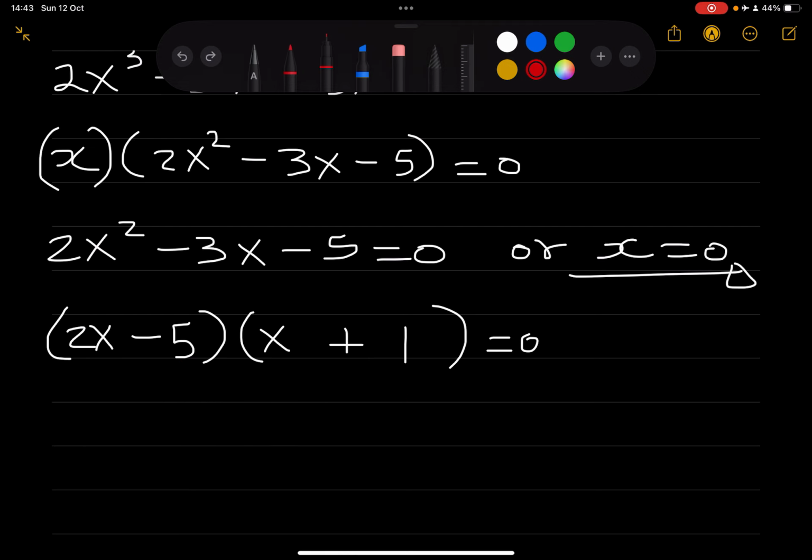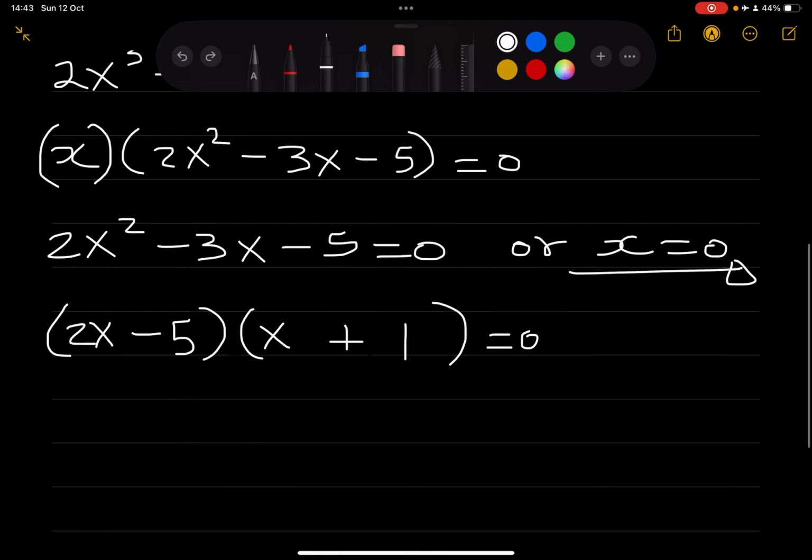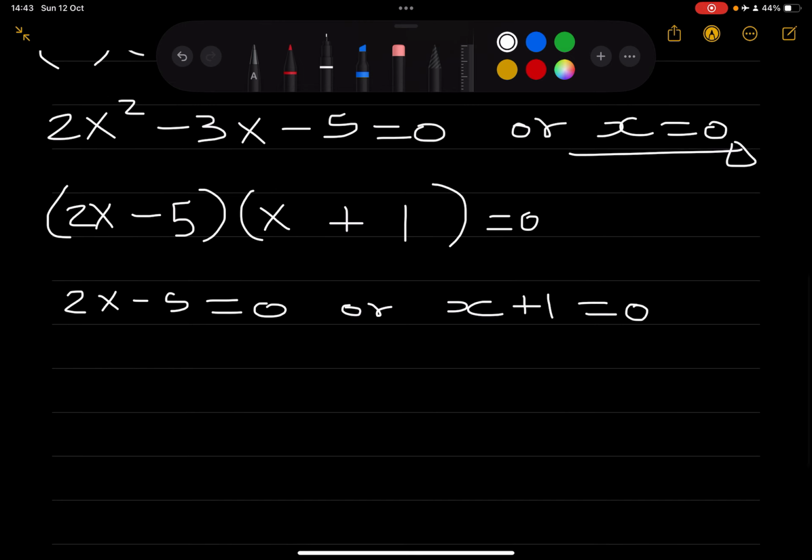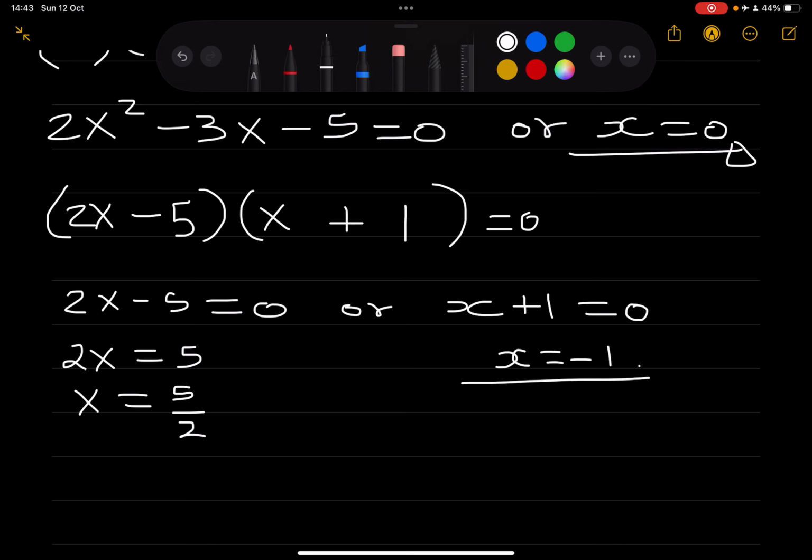Now I have my brackets, I can easily break them. So I have 2x minus 5 equals 0, or x plus 1 equals 0. And then you have 2x equals 5. You can see that x will be 5 over 2 when you divide by 2 on both sides. And this side will be x equals minus 1. And those are our final answers for that question. So we can move on, ladies and gentlemen.